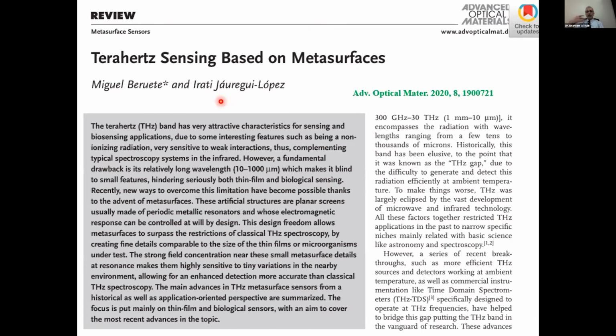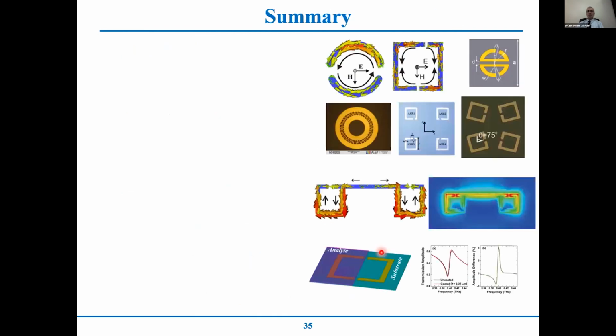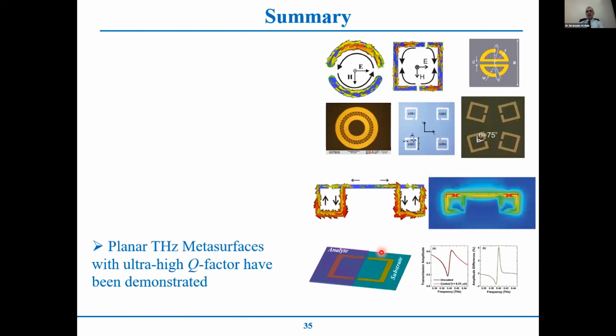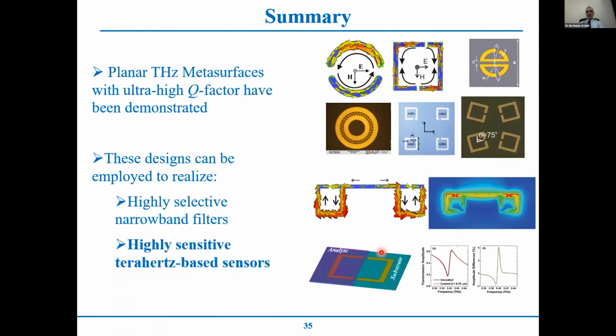So we could say that we have sharp resonance, confined field, and high sensitivity, but we still need to work towards detecting quantities of less than a femtomole, and detecting dynamic modifications. So we have a lot of work. I hope I could show you some examples here of high quality factor Terahertz metasurfaces, and these designs can be employed to realize highly selective narrowband and, most importantly, highly sensitive Terahertz-based sensors.